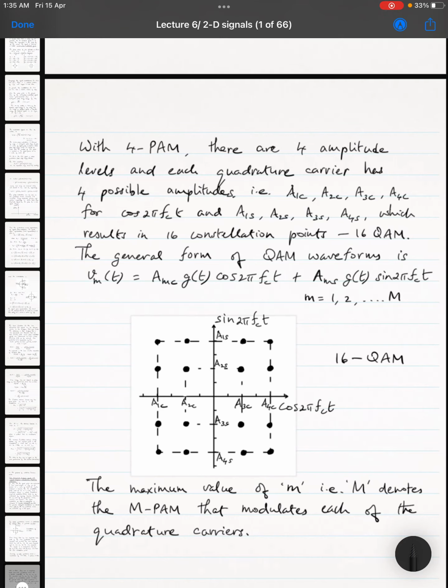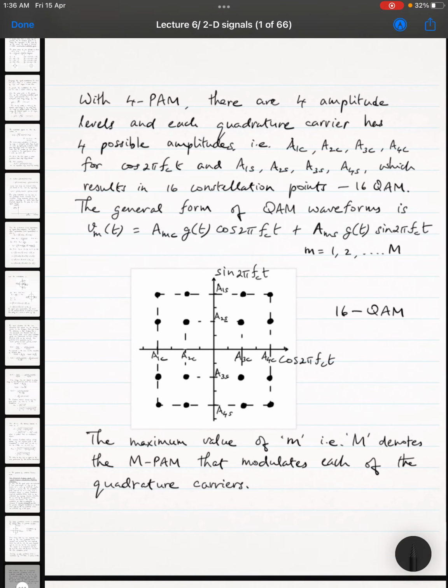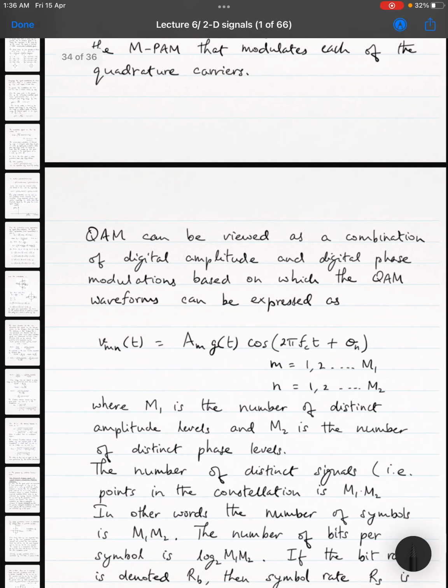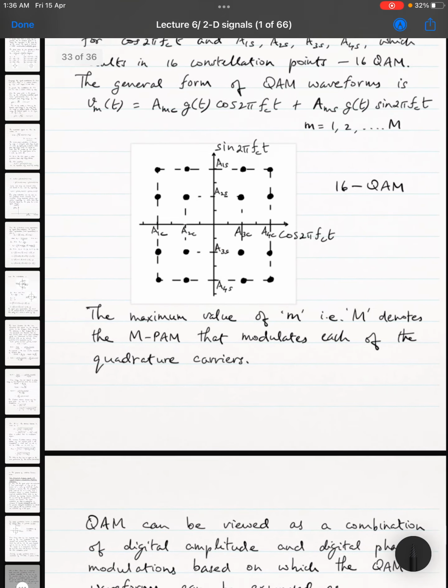Okay, this is the output now in terms of the number of constellation points, but this capital M here is determined by the number of input combinations, which is the baseband combinations, which is the PAM signals. Okay, so be careful when you are talking about this particular notation for QAM. So this capital M here denotes the PAM signals that are modulating these quadrature carriers.